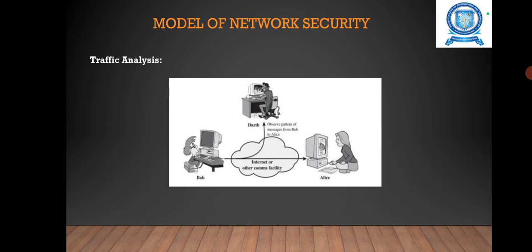Next one is traffic analysis. Suppose we had a way of masking the contents of messages or other information traffic so that opponents, even if they captured the message, could not extract the information from the message. Here the common technique for masking content is encryption. If we had encryption protection in place, an opponent might still be able to observe the pattern of these messages. The opponent could determine the location and identity of communicating hosts and could observe the frequency and length of messages being exchanged.